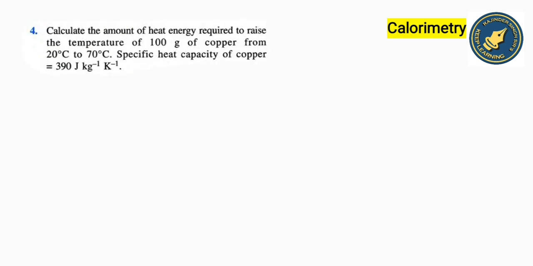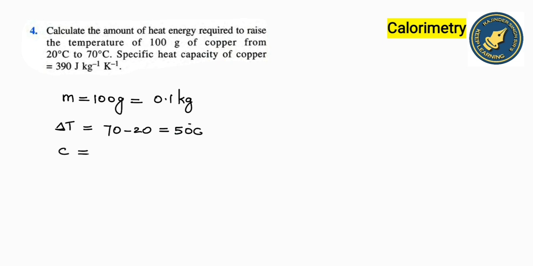Question number 4. Calculate the amount of heat energy needed to raise the temperature of 100 grams of copper. So mass is 100 grams. Convert this into kg. Delta T, 20 to 70 degrees Celsius. So 70 minus 20, that is 50 degrees Celsius is delta T. Specific heat capacity of copper is also given to you, that is 390 joules per kg per Kelvin.